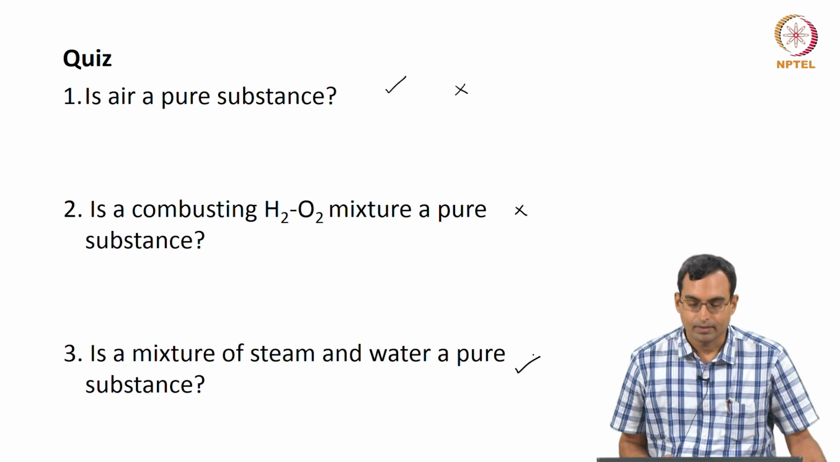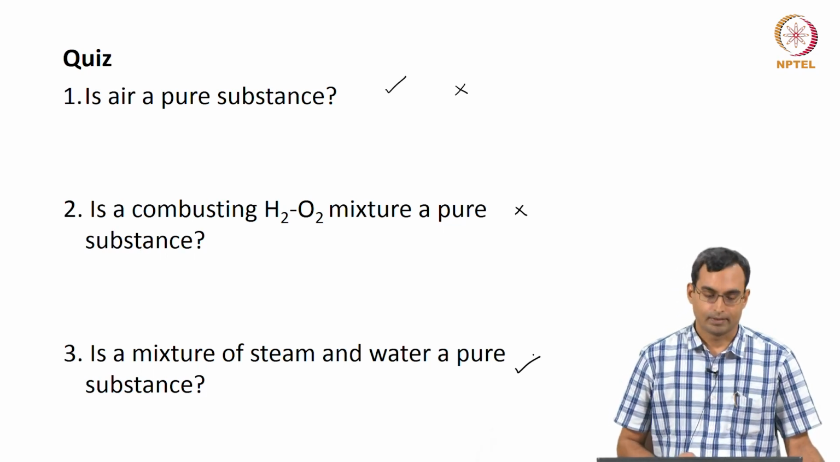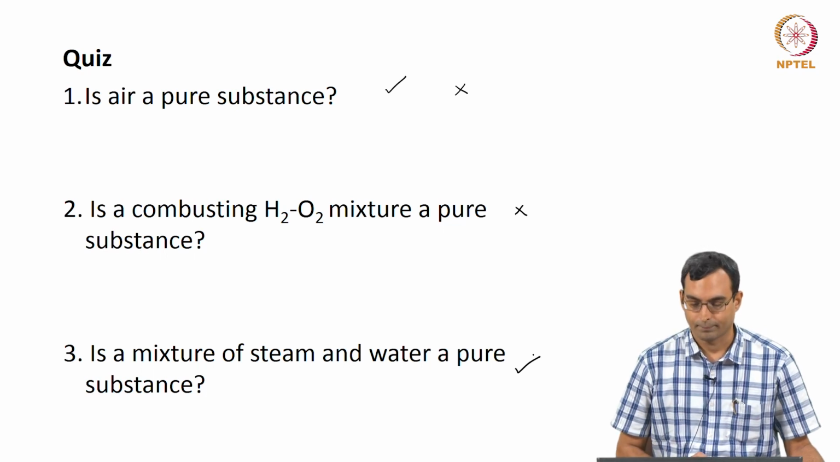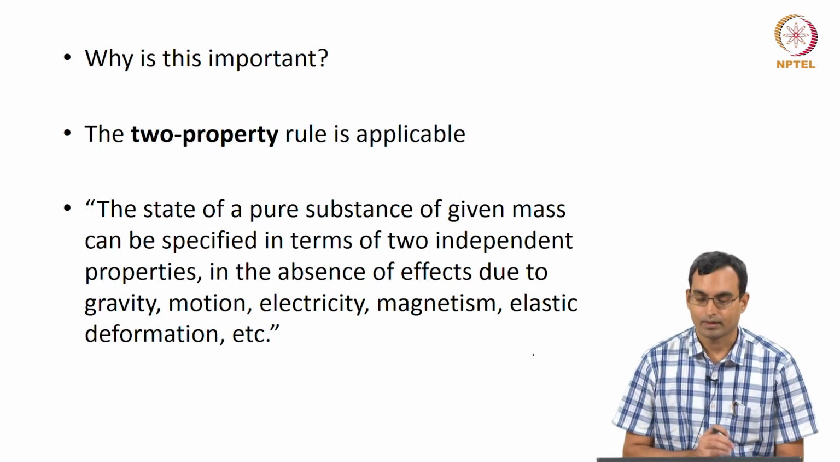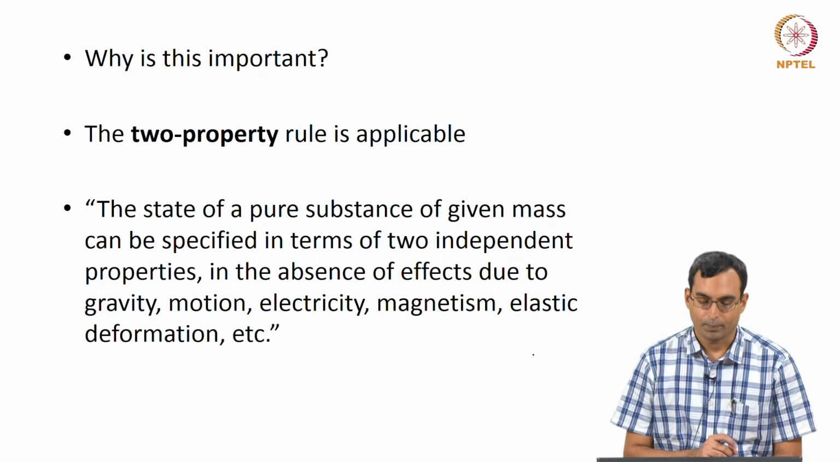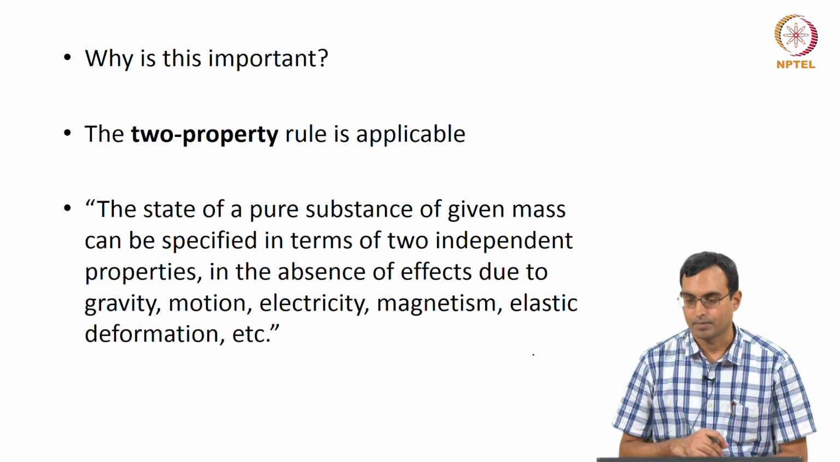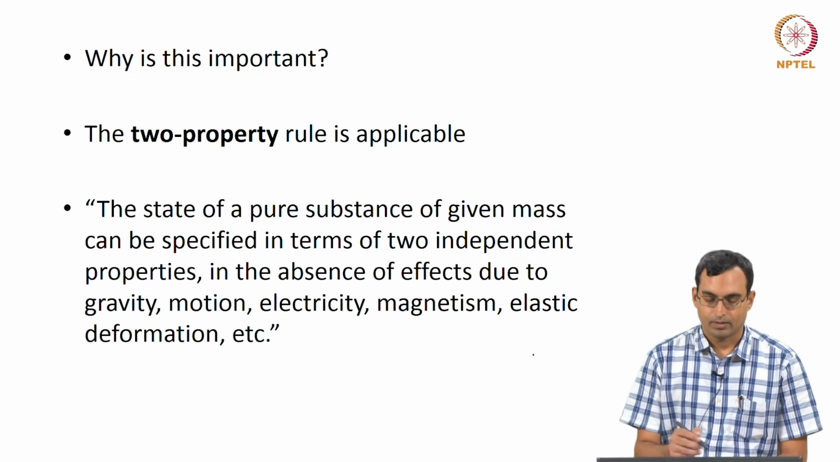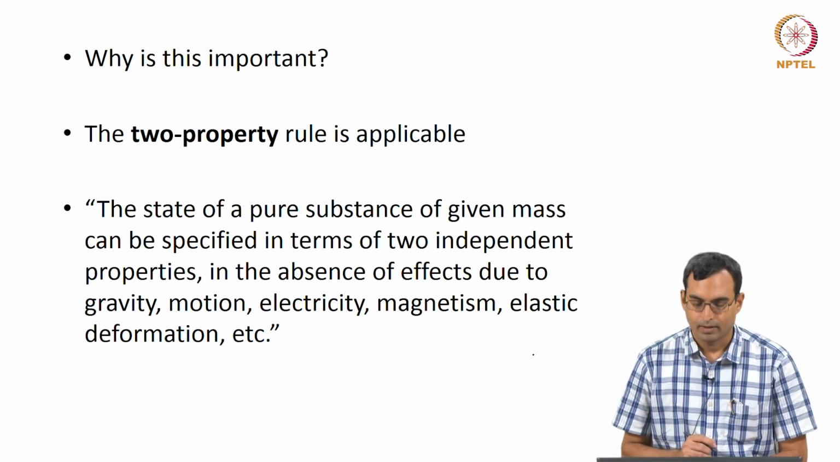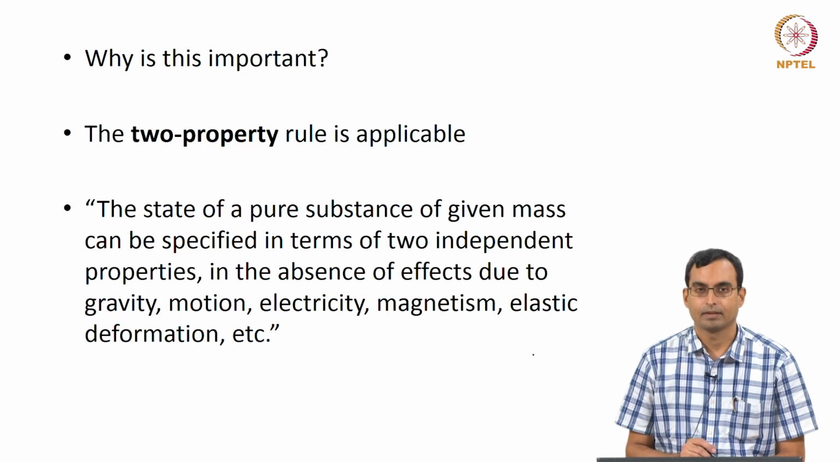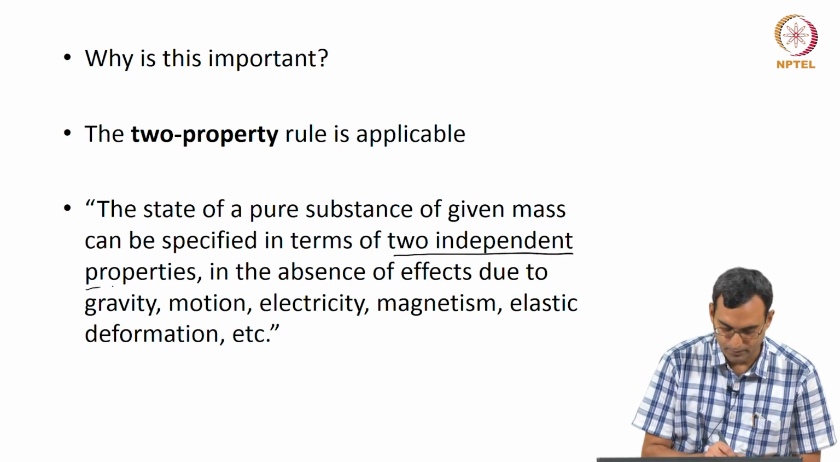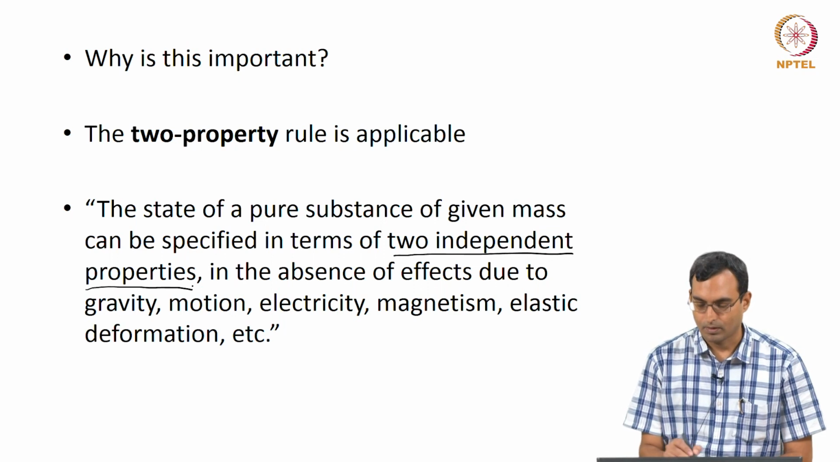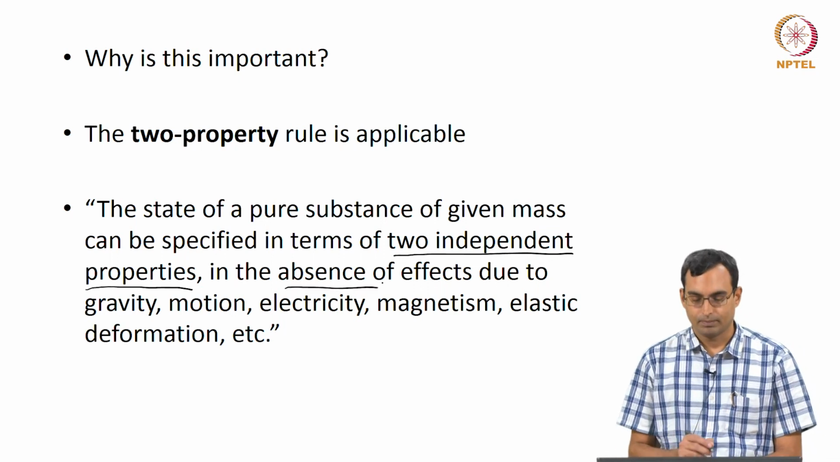So, when we have substances like this, what we are interested in is in finding out the properties when the system undergoes a process. So, when we have systems of this kind with a pure substance, we can use what is called the two property rule, which is in some sense a reduction of the Gibbs phase rule, and the two property rule is stated in this form. The state of a pure substance of given mass can be specified in terms of two independent properties in the absence of effects due to gravity, motion, electricity, magnetism, elastic deformation, etc.